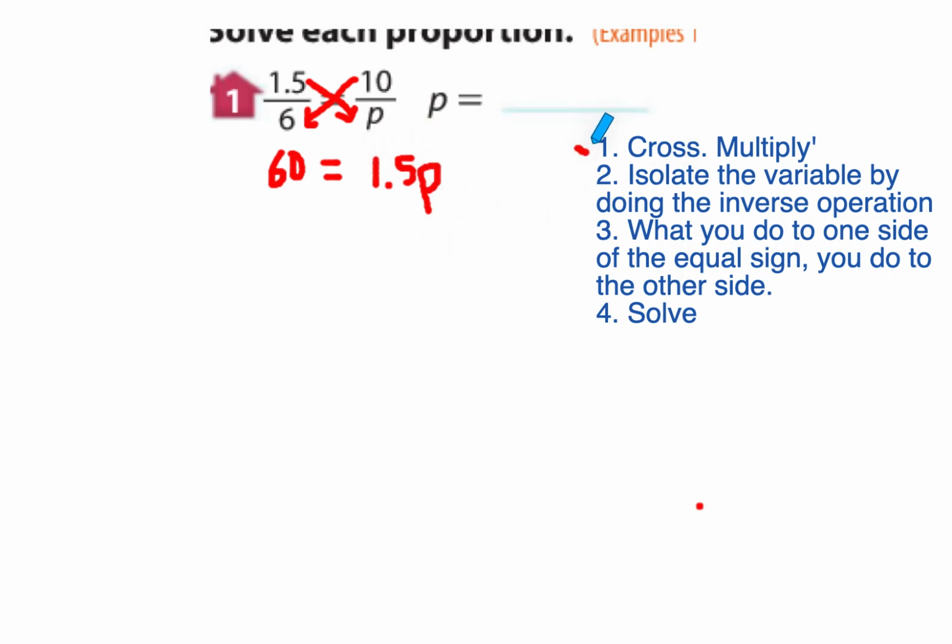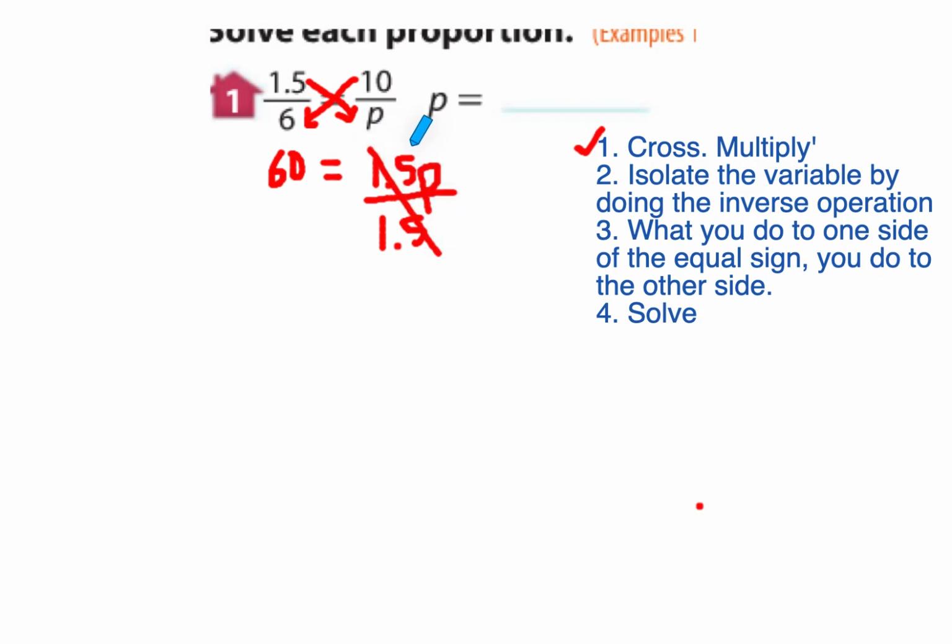All right, I did this step. Now I'm about to do this step. It says isolate the variable by doing the inverse operation. The letter P is stuck to the 1.5. That means it's being multiplied. The opposite, or what undoes multiplication, is division. I'm trying to get 1.5 away from the letter P. So I'm going to divide it away.